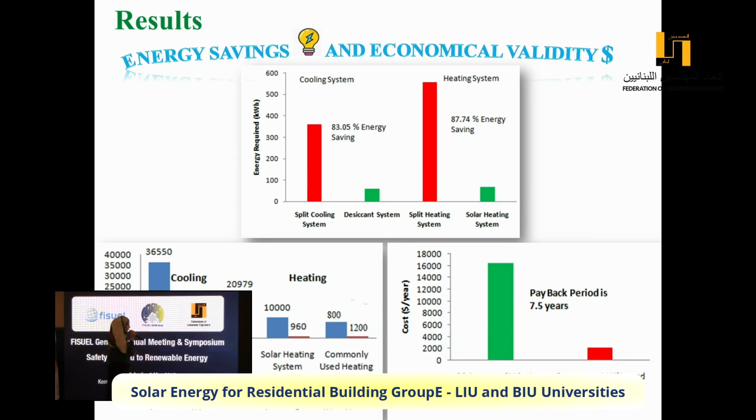From the economic point of view, although the capital cost of my system is a little bit high, the operating cost makes a difference for both the cooling and heating systems. For the PV system, we found that the payback period is about 7.5 years, and this number is compatible with the number that the FISUEL presentation offered on Tuesday, which is 7.3 years.